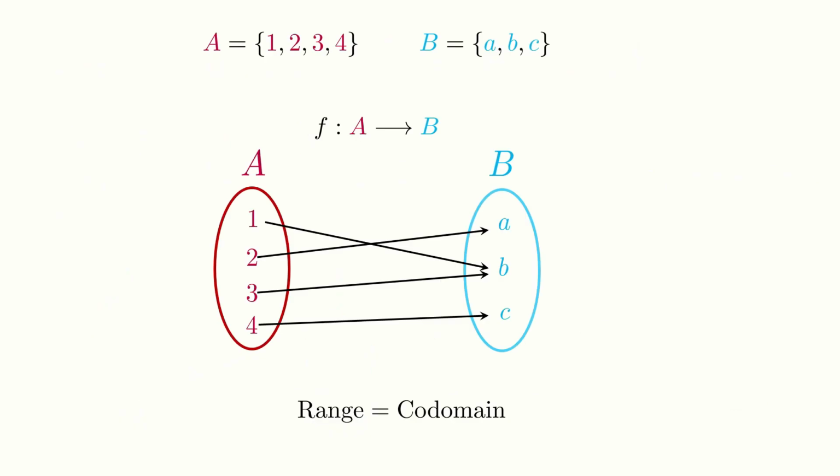Look at this function. You see that each of the elements of the codomain has at least one inverse image. In other words, the range is equal to the codomain. These types of functions in which the codomain is equal to the range are called onto functions. Let us see the formal definition of an onto function.